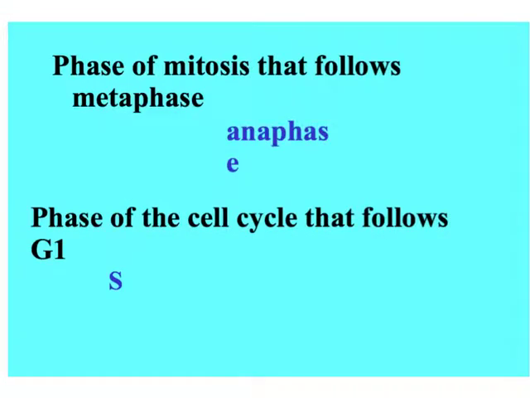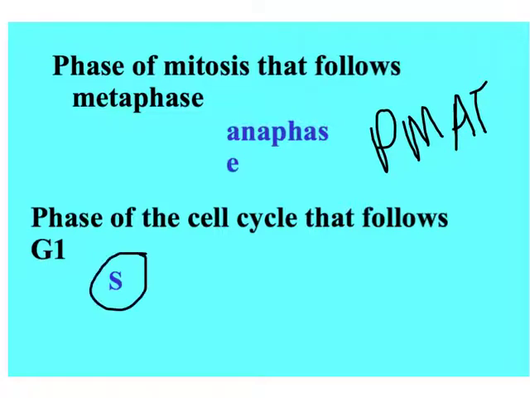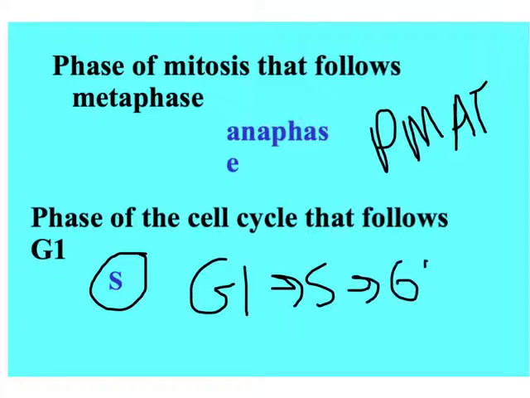All right, phase of mitosis that follows metaphase is anaphase. Remember PMAT, and you should get that right every time. Phase of the cell cycle that follows G1 is S phase, where our DNA is copied. Remember, we go G1 to S to G2, then M.